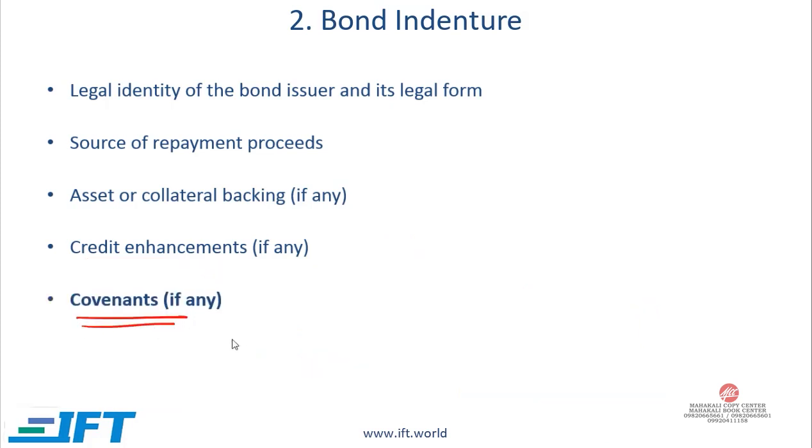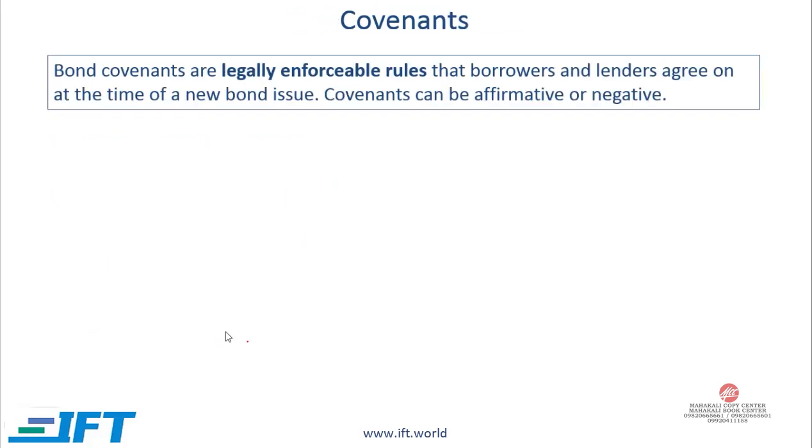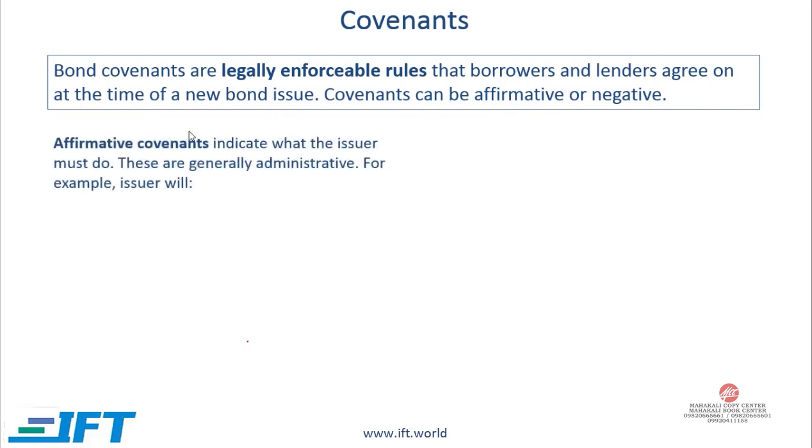And finally, we come to covenants. This is significant and is explicitly mentioned in the learning objectives. So we have a full slide on this topic. Bond covenants are legally enforceable rules that borrowers and lenders agree on at the time of a new bond issue. Covenants can be affirmative or negative. Affirmative covenants indicate what the issuer must do, and that's why they are called affirmative.